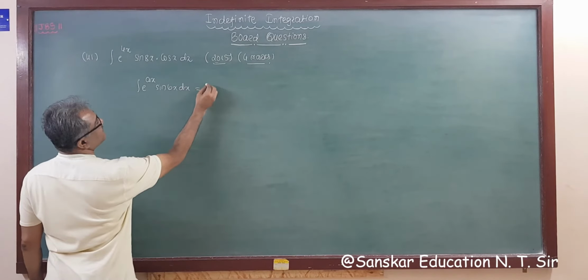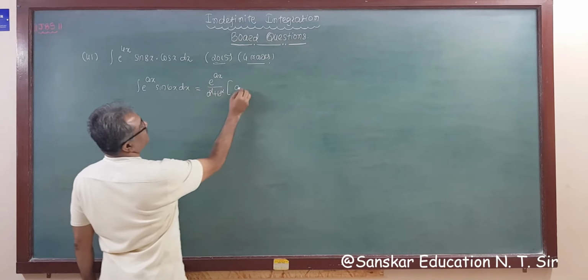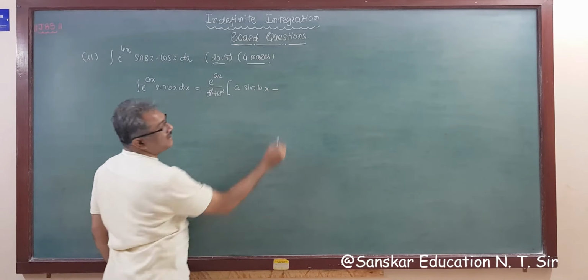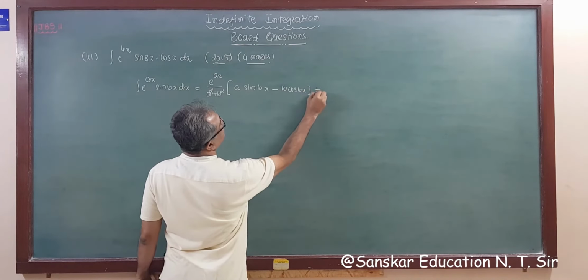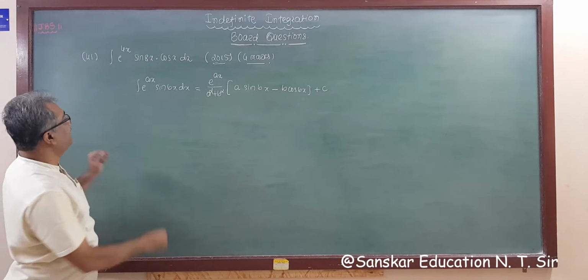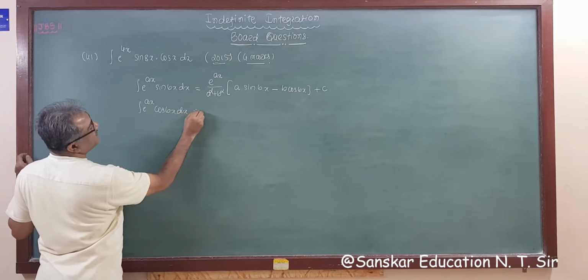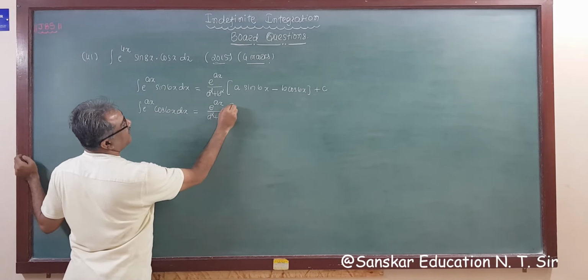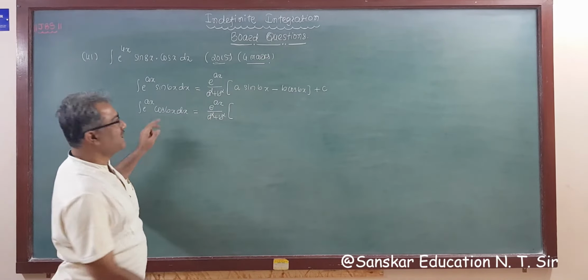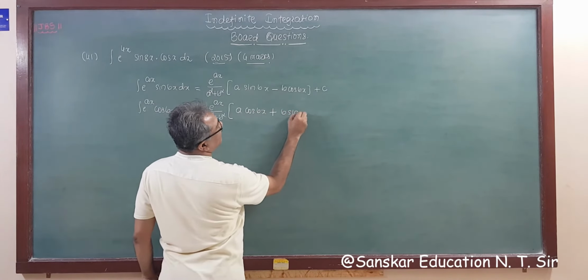The formula is e raised to ax upon a square plus b square, into a sin bx, and with sin there is a minus, that you know. So minus b cos bx plus c, this is the formula. And instead of sin, if there is a cos, then integration e raised to ax cos bx dx, the answer will be e raised to ax whole upon a square plus b square, and there is a cos. So starting with a cos bx, and cos has plus b sin bx plus c.